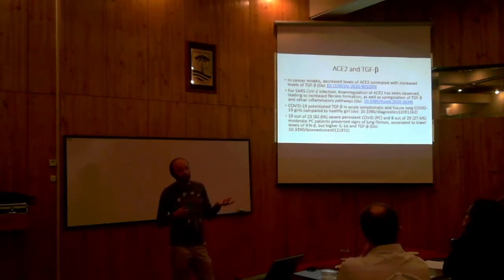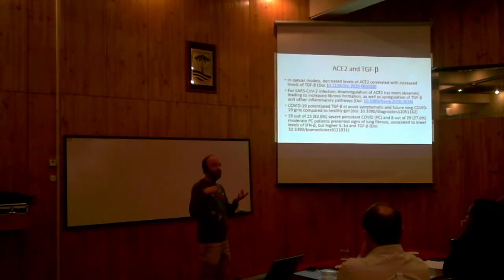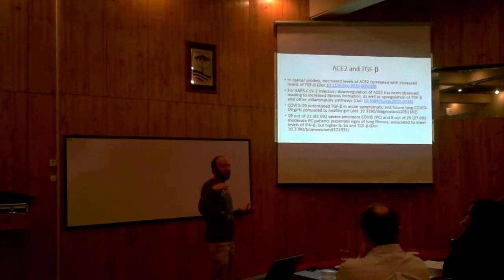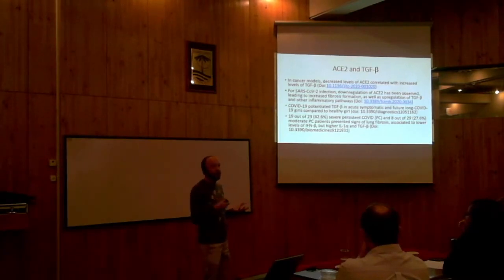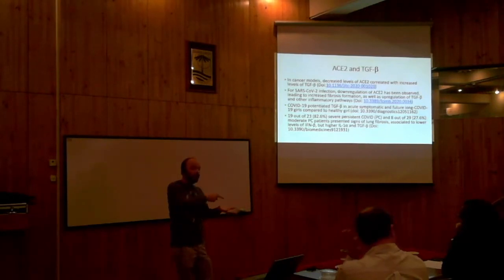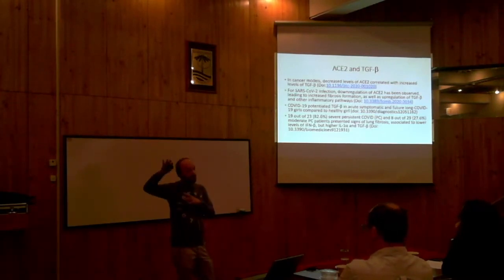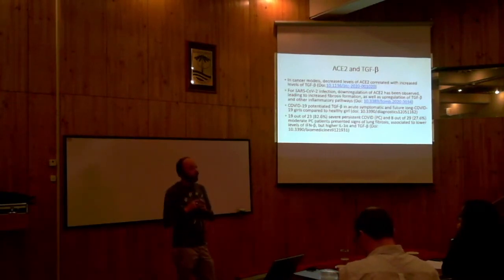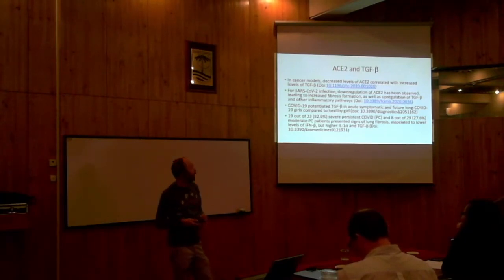This is going through the RAS system, the renin-angiotensin-aldosterone system. This is where the balance is going. So if you have too much ACE, you have more activation of the RAS system. And this creates the bradykinin wave to create the pro-inflammatory cytokines, and through aldosterone, it goes to activate the TGF-beta.